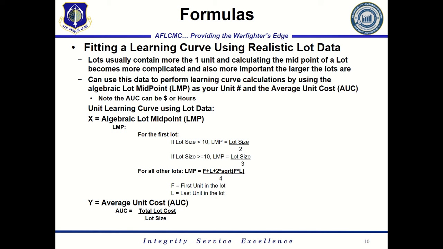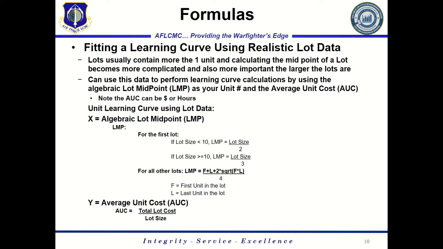And then Y is the average unit cost, which is straightforward. The total cost of the lot divided by the total lot size, that's the average cost. So now with X and Y, we've created a pairing of the average cost of all the units in that lot and the midpoint for that lot. So the average cost is assigned to the midpoint.